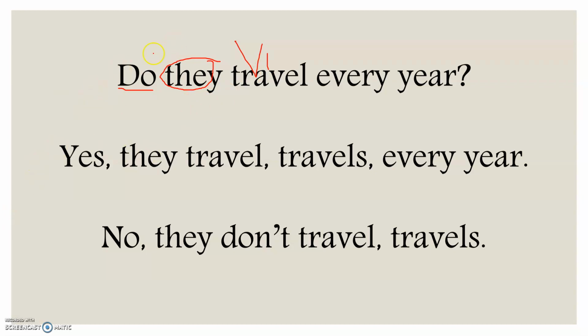Yes, they travel every year, because we have the plural subject, which is they, I, you, we, they. So we need to keep the verb as it is. Do we add something to the verb? No. So yes, they travel every year. Or when we are talking about the negative form, no, they don't, because with they, we add don't to change the sentence into the negative. No, they don't travel, because after don't and doesn't, we need to have the base form of the verb.